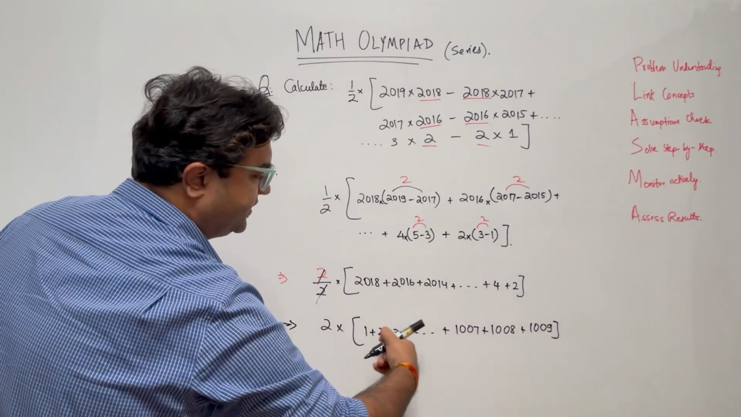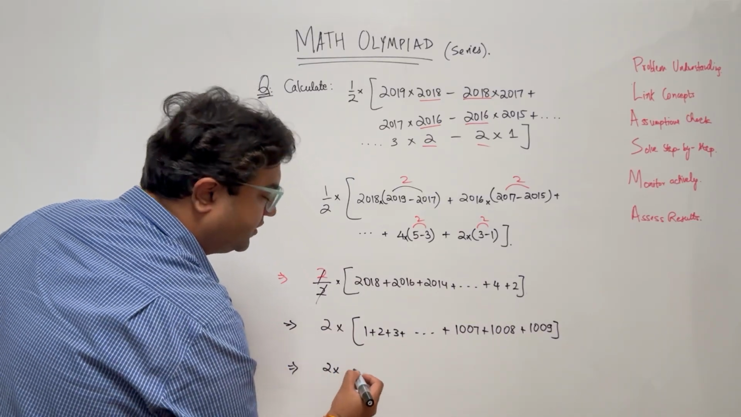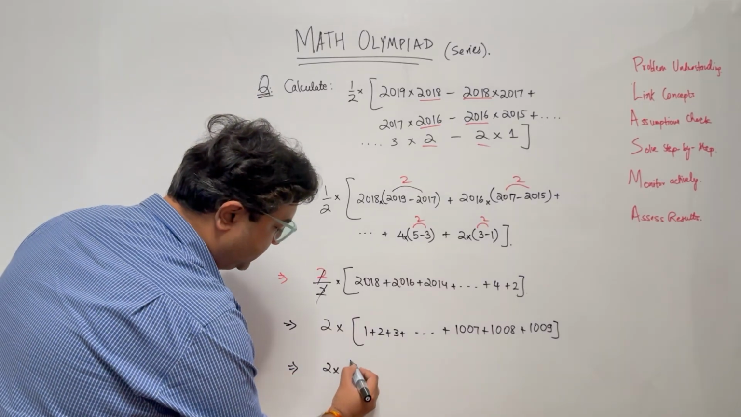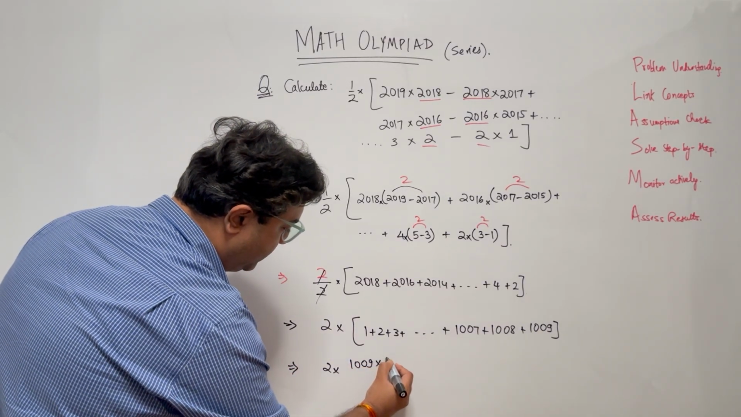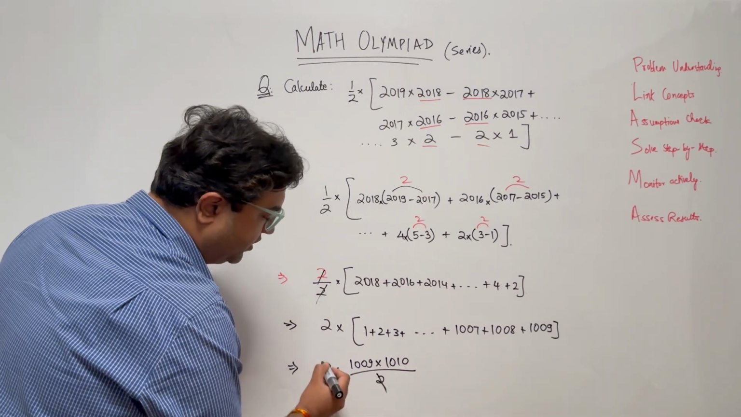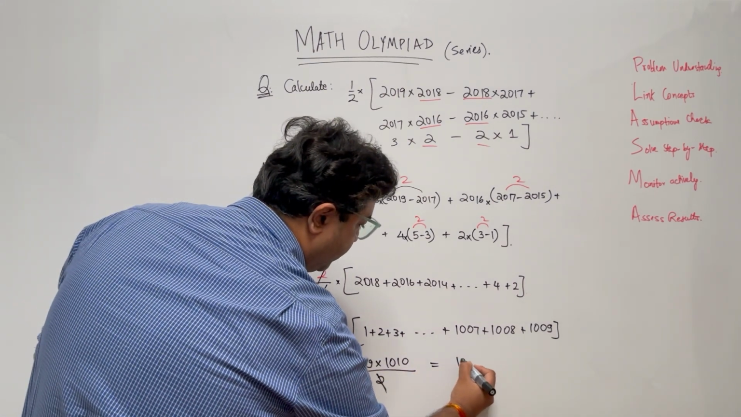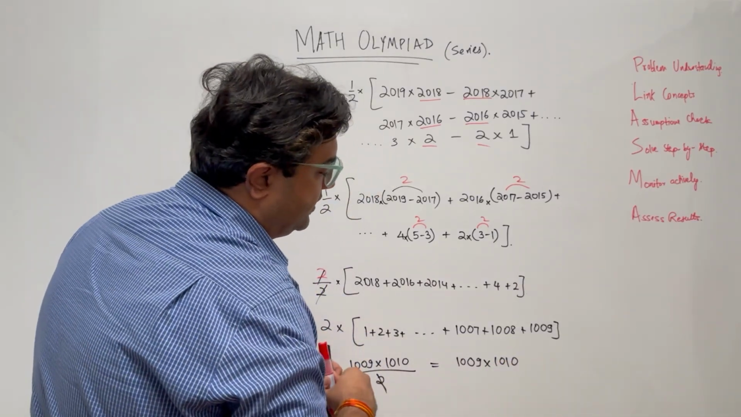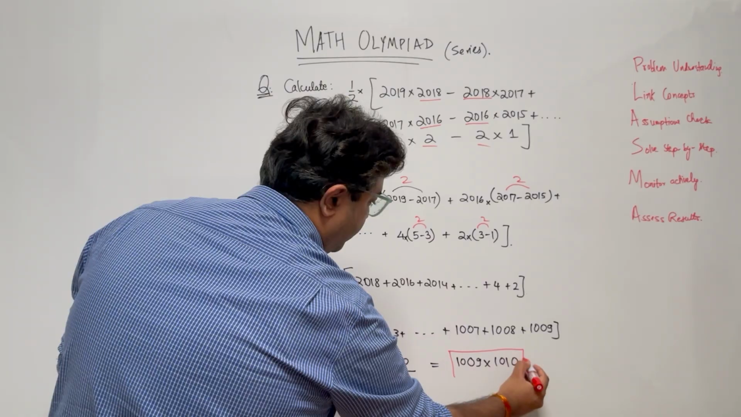So this series will give us the arithmetic series sum, which is n into n plus 1 by 2, which is 1009 multiplied by 1010 divided by 2, and we know there is already a 2 here. So 1009 multiplied by 1010, that's our answer.